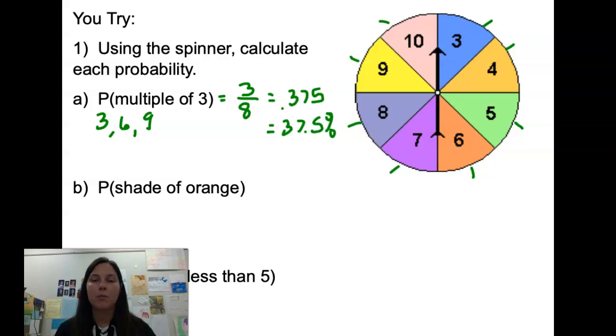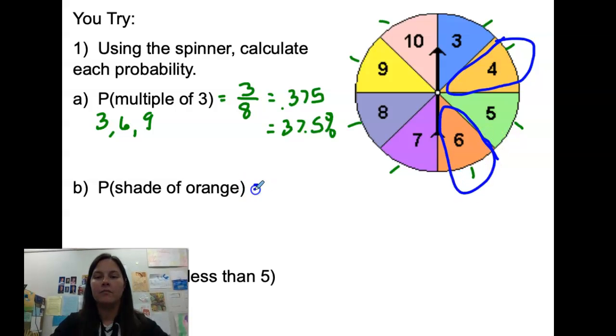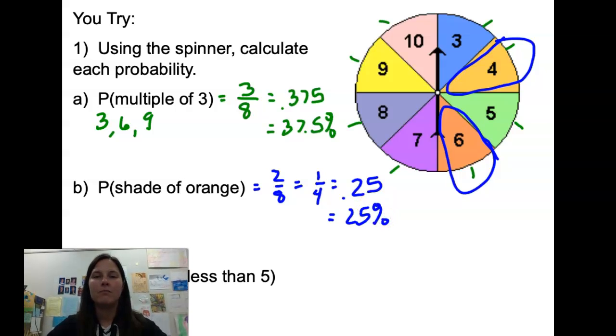All right, take a look at part B. What's the probability that we get a shade of orange? In my opinion, there's 2 slices that look orangish. These 2 right here. So 2 out of, still we had 8 possibilities. We can simplify 2 out of 8. Dividing them each by 2, we get 1/4. 1 divided by 4 gives us a 0.25 chance. And multiplying that by 100, 25% chance that we spin a section that's a shade of orange.